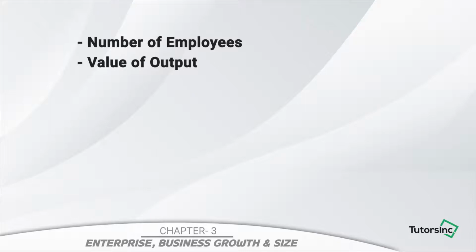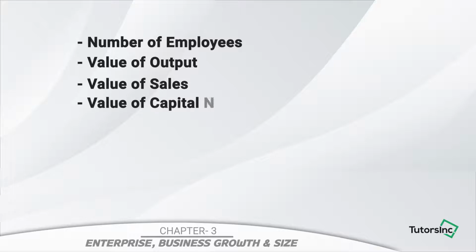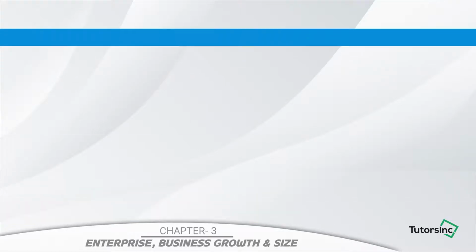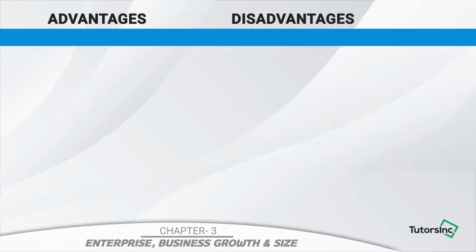Now let's take a look at the different methods of comparing businesses. First of all, number of employees, then we have the value of output, then the value of sales, and lastly, value of capital employed. Each of these methods have advantages and disadvantages. We will be discussing each of the methods in detail now. First up, number of employees.